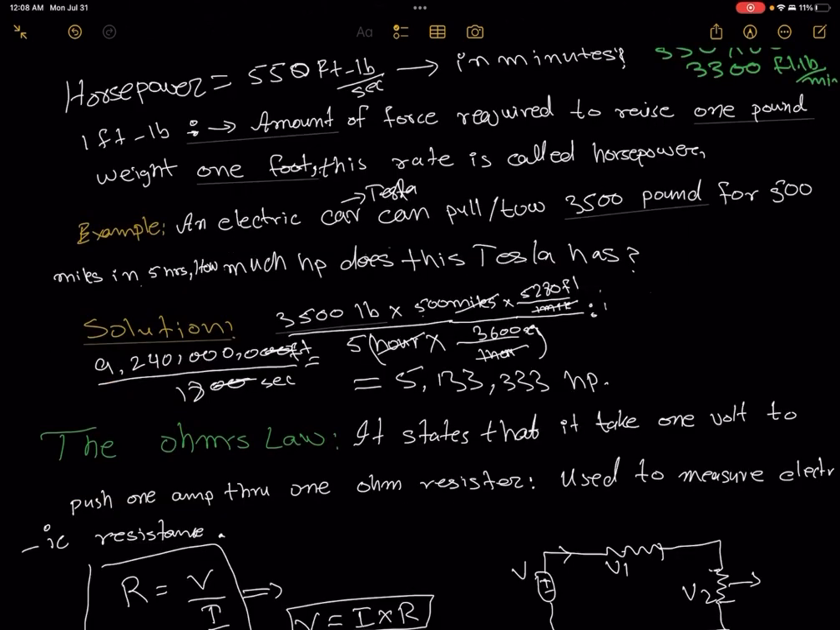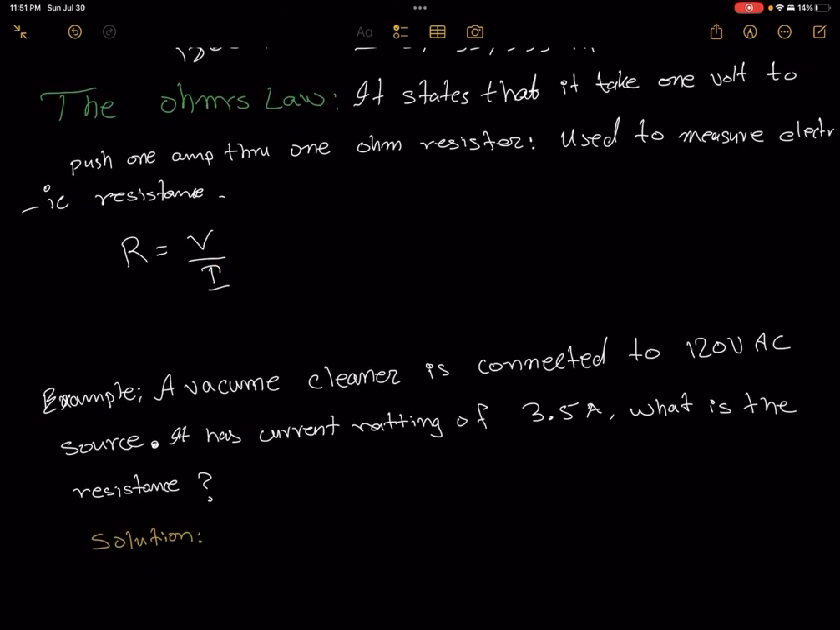So we created this formula for the horsepower: 3,500 pounds times 500 miles, where 1 mile is equal to 5,280 feet, and we divide that by 5 hours, where 1 hour is equal to 3,600 seconds. We will cancel these things out, do the math, and use the calculator. We will get 5,133,333 horsepower.